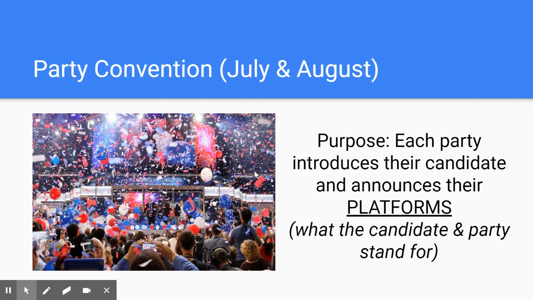After the primaries, each party holds a national convention, and this would generally be held in July or August prior to the November election. The Democrats will hold it in one city, the Republicans in another. It's usually over 2 or 3 days. The purpose is that each party officially introduces their candidate that the primary process produced. They give a bunch of speeches. They announce their platforms. A platform is simply announcing what the individual candidate running for president stands for, and what the party overall stands for. It's like a glorified pep rally. That takes place in July and August prior to the November election.